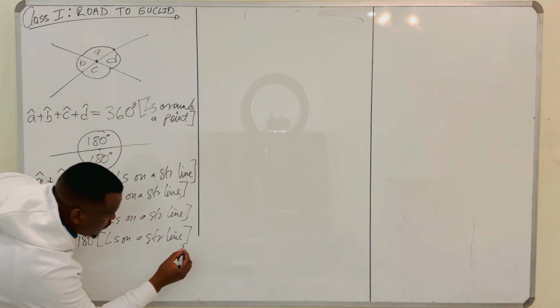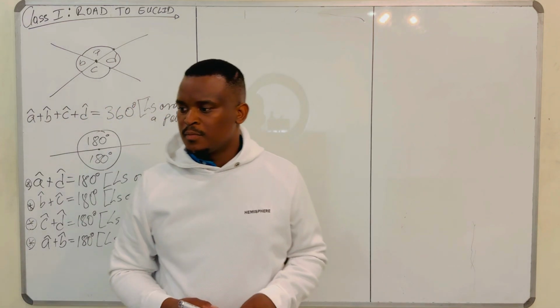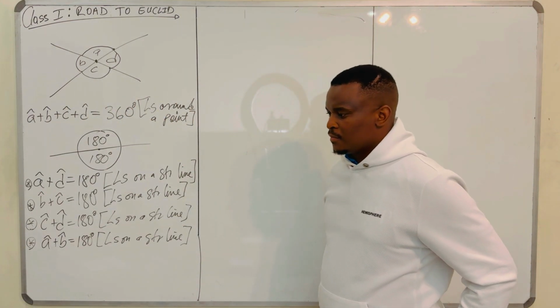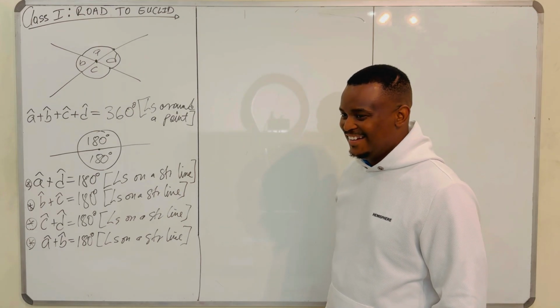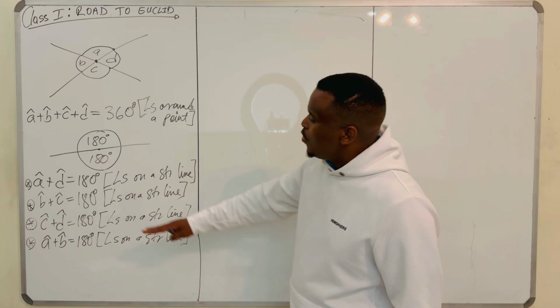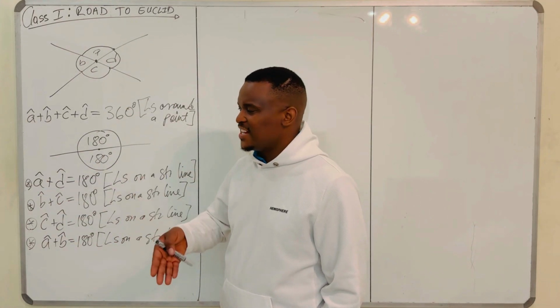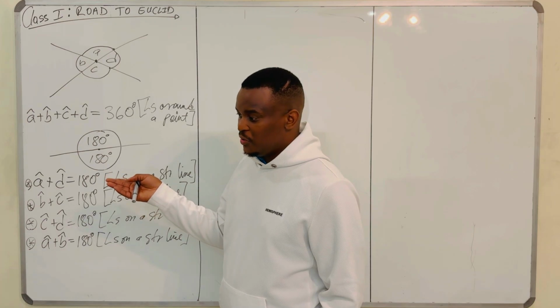Are we happy with this so far? Yes. Are you guys with me? Yes. Okay. So we're happy with adjacent angles. Adjacent angles are angles that are next to each other, sharing a side and a vertex. Are you guys following? Yes.